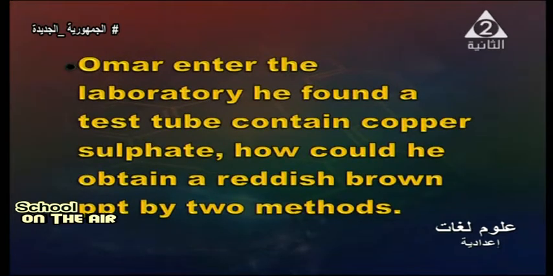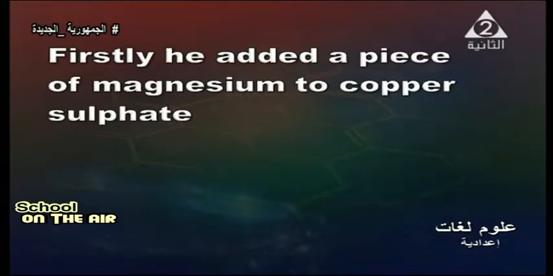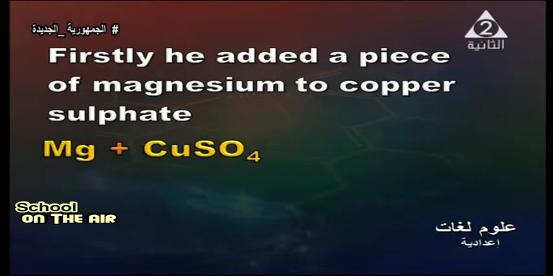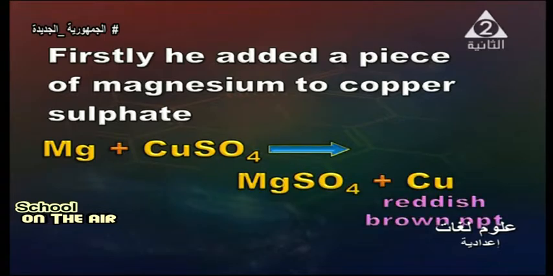Another problem: Omar entered a laboratory. He found a test tube containing copper sulfate, CuSO4. How could he obtain a reddish brown precipitate by two methods? Firstly, he adds a piece of magnesium to copper sulfate. As magnesium is more active than copper, it will substitute copper in this solution and produce magnesium sulfate and copper as a reddish brown precipitate.